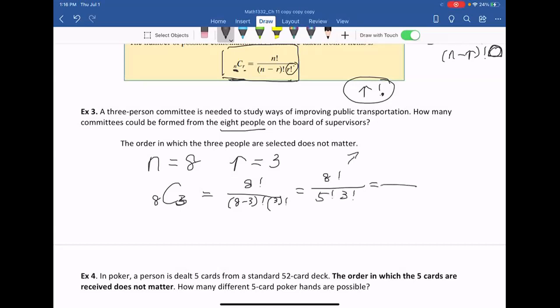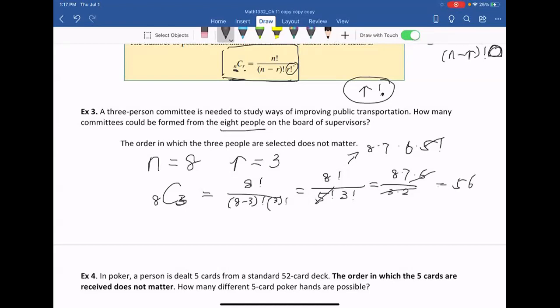And 8 factorial equals 8 times 7 times 6 times 5 factorial. So cancel out the 5 factorial. We have 8, 7, 6 left, and 3 factorial equals 3 times 2, which is 6. It's canceled out. So 8 times 7, 56. So we have 56 ways to form our committees. A 3-person committee.